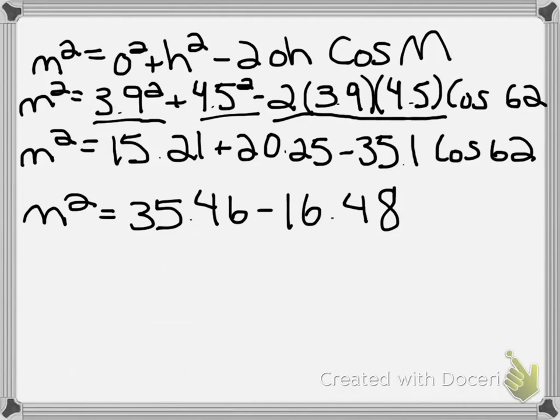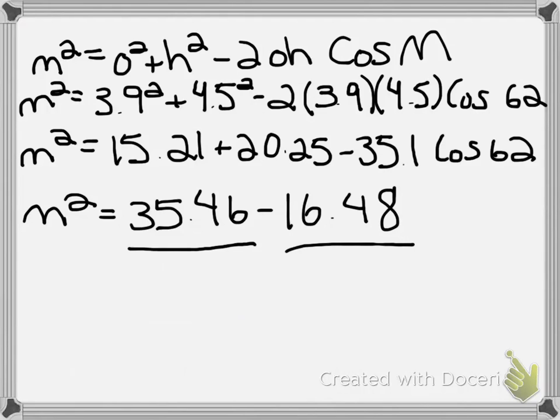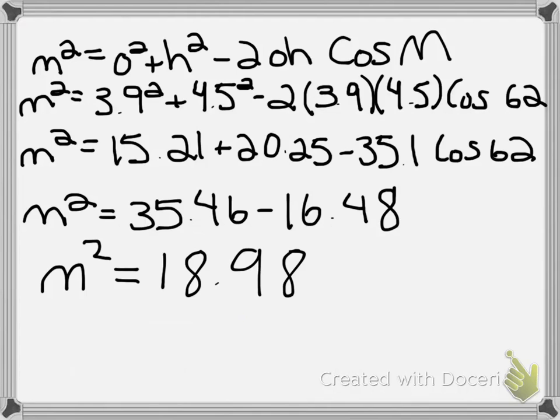Next line is 15.21 plus 20.25, which would be 35.46. And then the cosine of 62 multiplied by 35.1 would be 16.48. Now we have 35.46 minus 16.48, which equals 18.98.